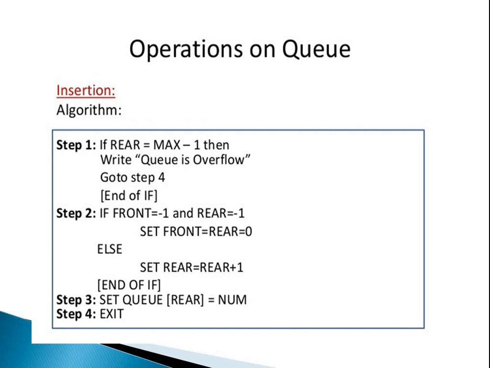In other cases, if the front equals minus 1 and the rear equals minus 1, that means there is no element in the queue.